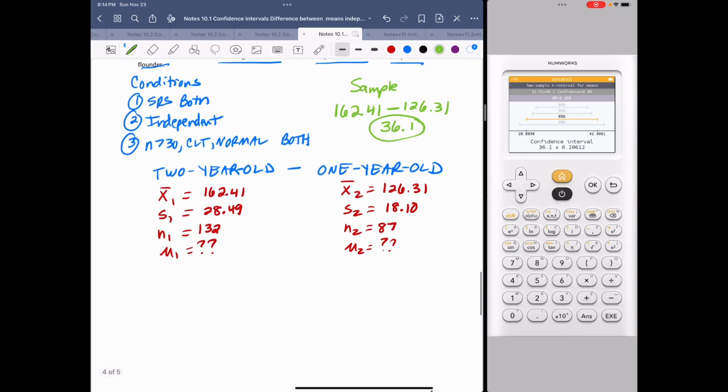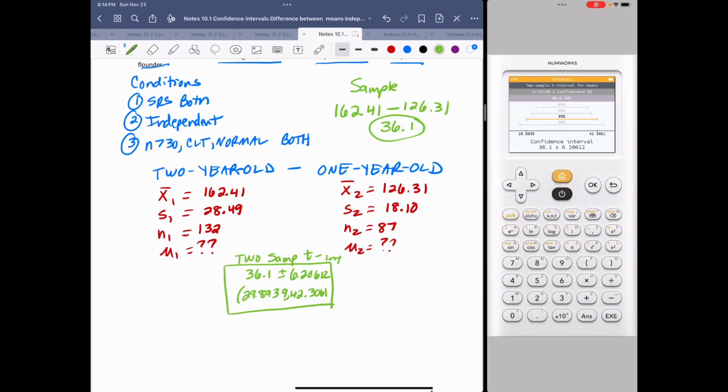And here's how I'm going to list my answer. I think this is the best way to list it, but that's up to you. I did a 2-sample T. And I'm going to do my 36.1 plus or minus my margin of error. And then I'm going to list it just like we list it in our paper. It's 29.8939 and 42.3061.